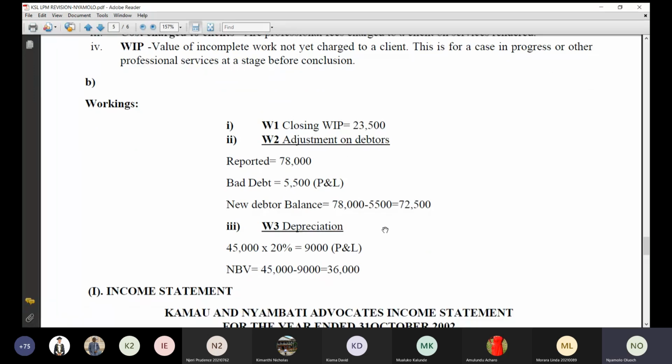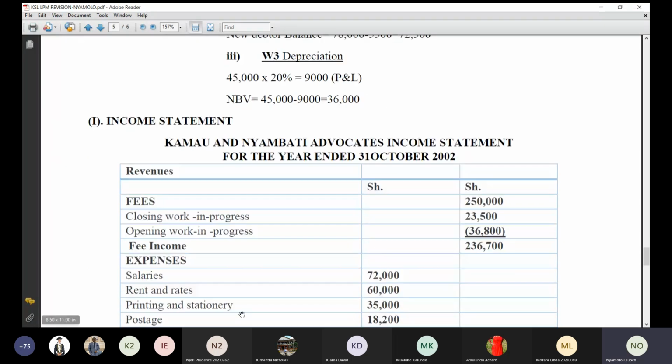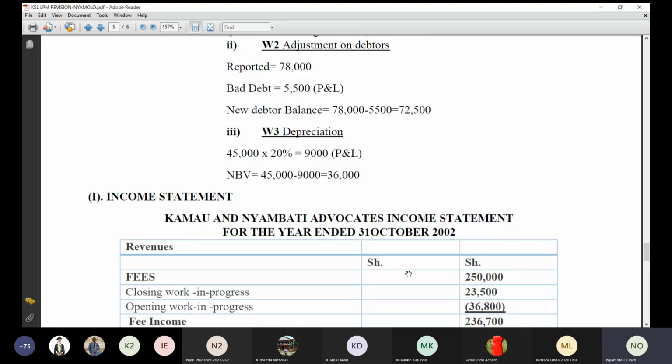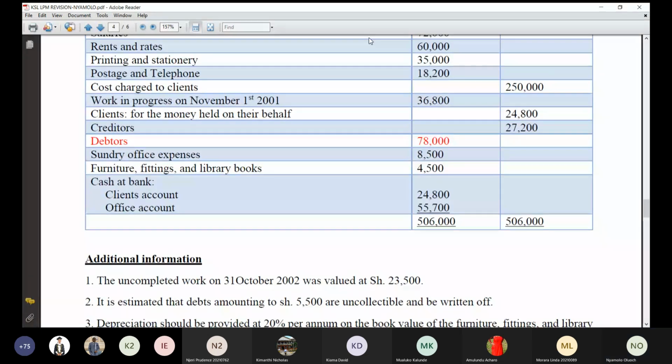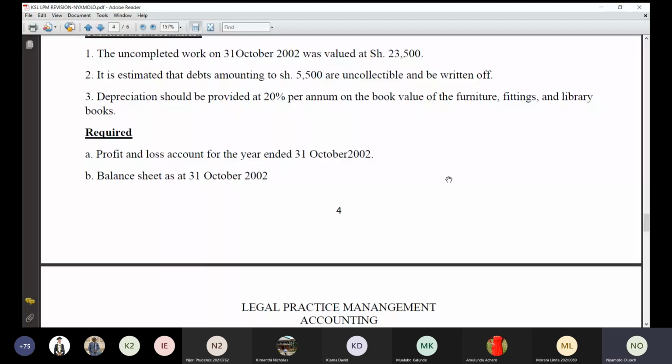Why do you need them? You need them to compute your fee income when you are preparing your income statement. And so you identify your cost charged to clients. For this question, loosely, it would be an equivalent of your sales, loosely translated. So don't say that Nyamolo said, I said loosely translated. Otherwise, you're supposed to call it cost charged to clients. I'm just making it simpler so that we know.